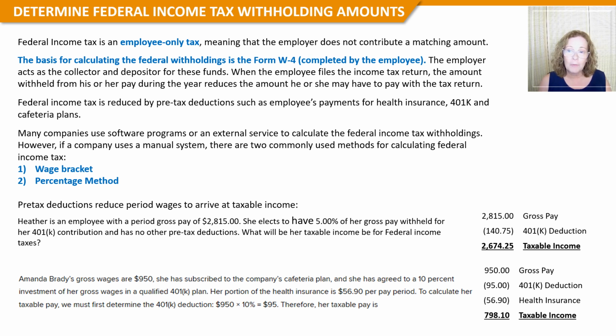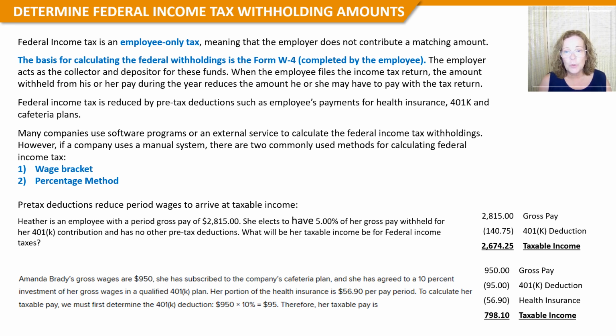When the employee files their income tax return, the amount withheld from his or her paycheck during the year reduces the amount the employee may have to pay with their tax return. It is important to note that federal income tax is reduced by pre-tax deductions, such as the employee's payments for health insurance, 401k, and cafeteria plans. That means that employees can reduce their federal, state, and often also Social Security tax withholdings through pre-tax deductions.